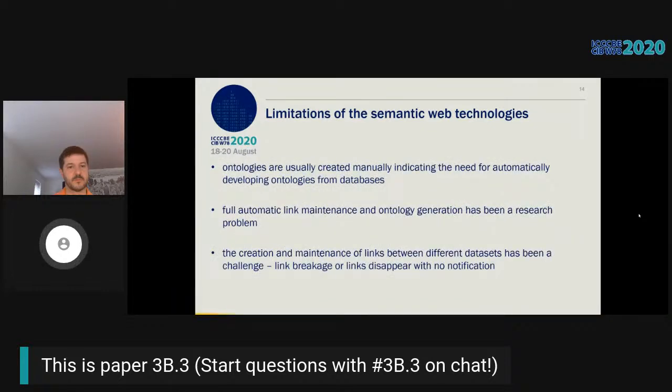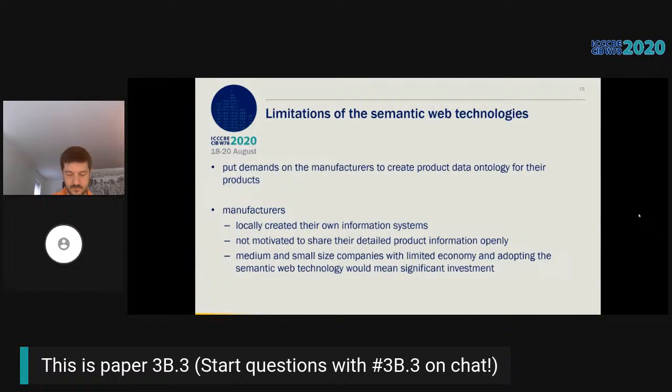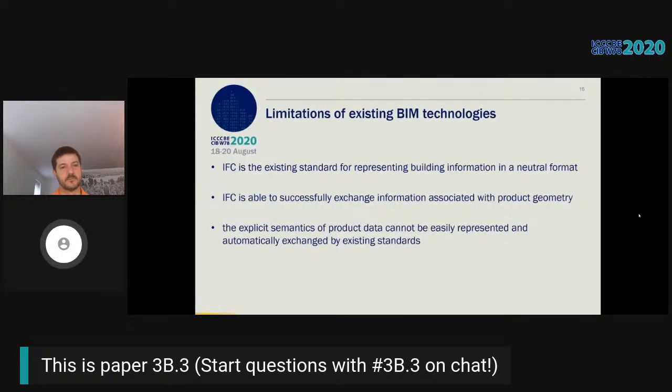To address that issue, researchers suggested developing an ontology for specific instances instead of changing the IFC. And ontologies are also usually created manually, which indicated the need for automatically developing them from databases. On the other hand, full automatic ontology generation has been a research problem, and the creation and maintenance of links is also reported as a problem. Another challenge is that it puts demands on the manufacturers to create product data ontologies, which manufacturers are not interested in because they already created their own information systems.